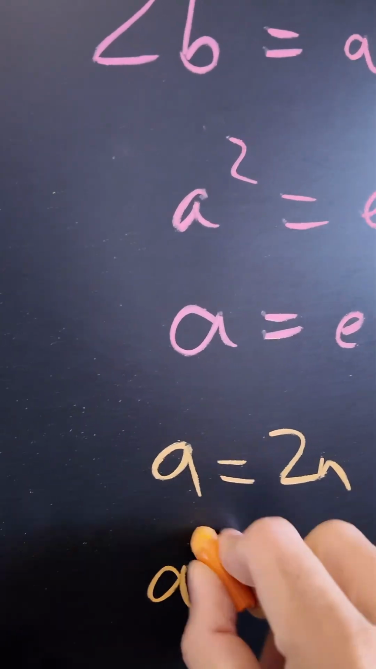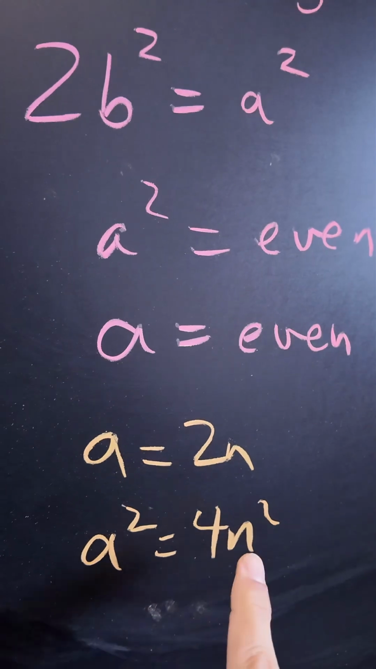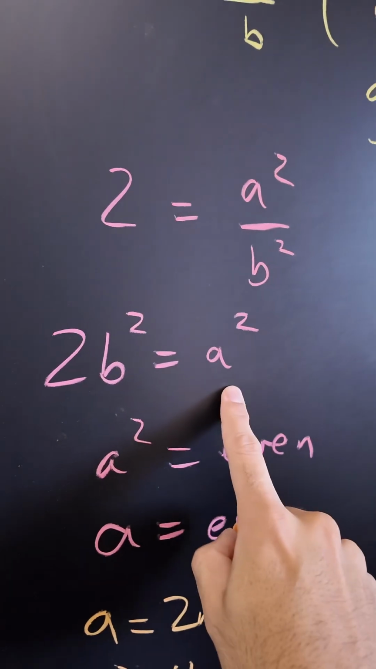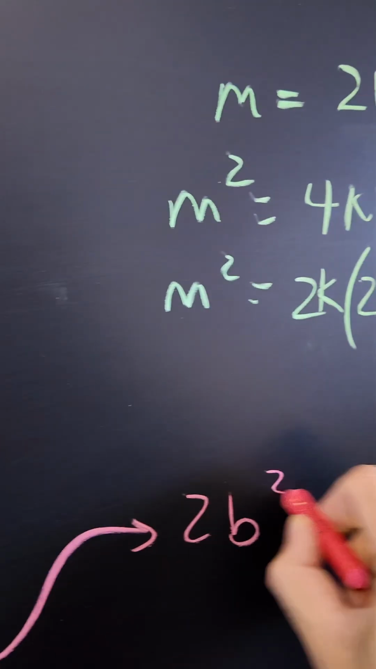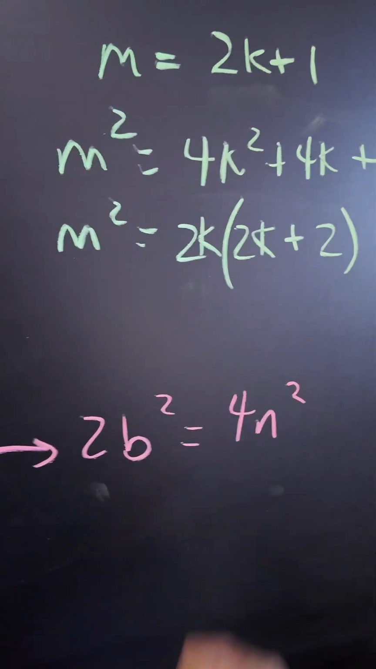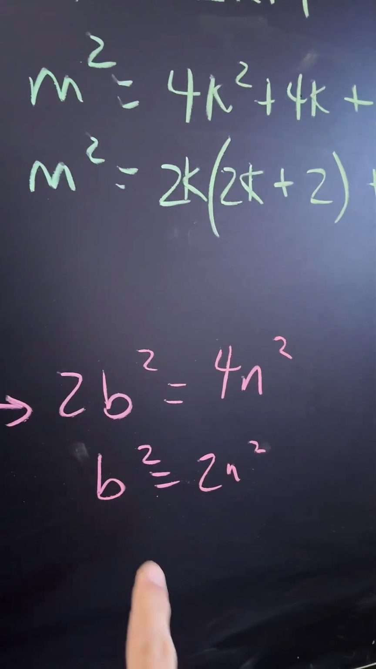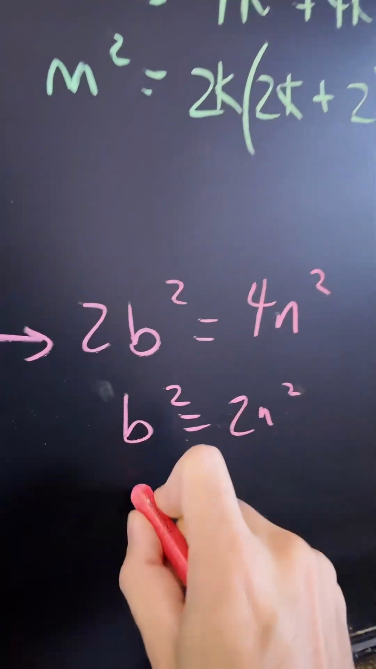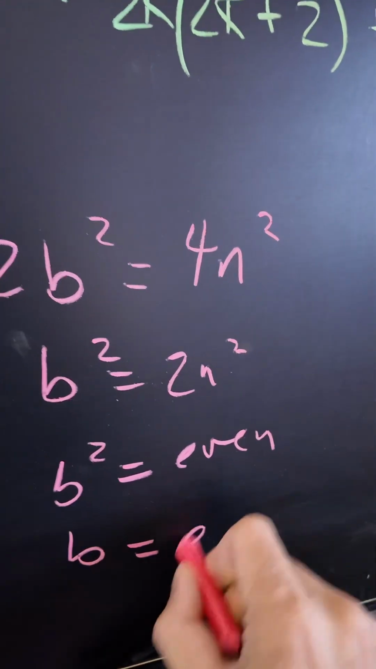We square that, and we get a squared is equal to 4n squared. So now I'm going to substitute this 4n squared into here. This now tells me that 2b squared is equal to 4n squared. Let's divide by 2, and we get that b squared is equal to 2n squared. Now, hold on, b squared is now even. And as we mentioned from our previous discussion, b should also be even.